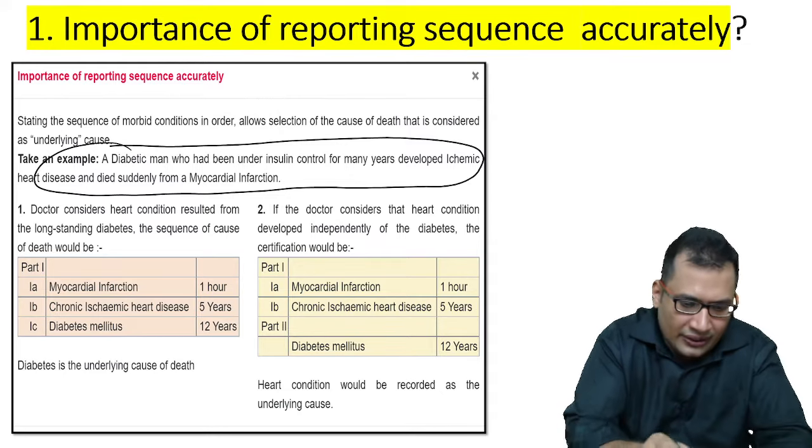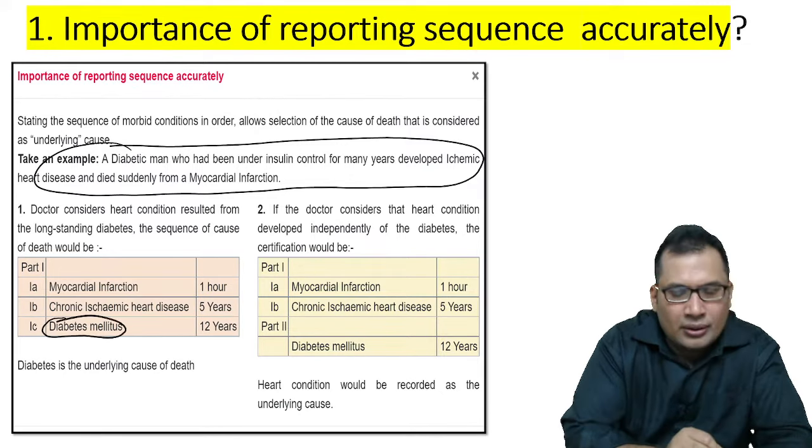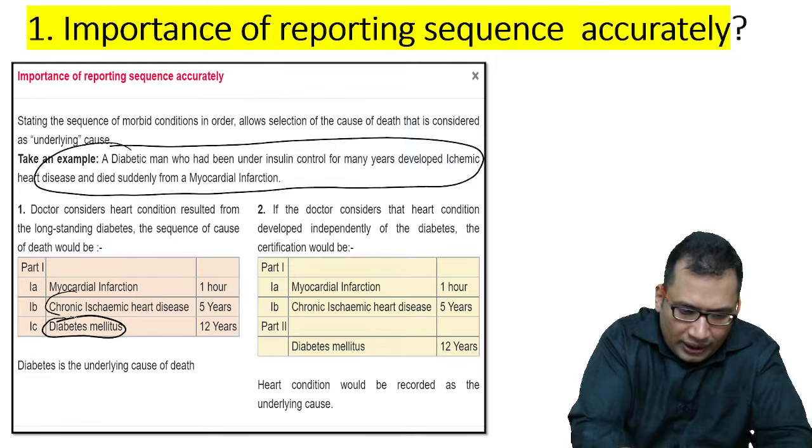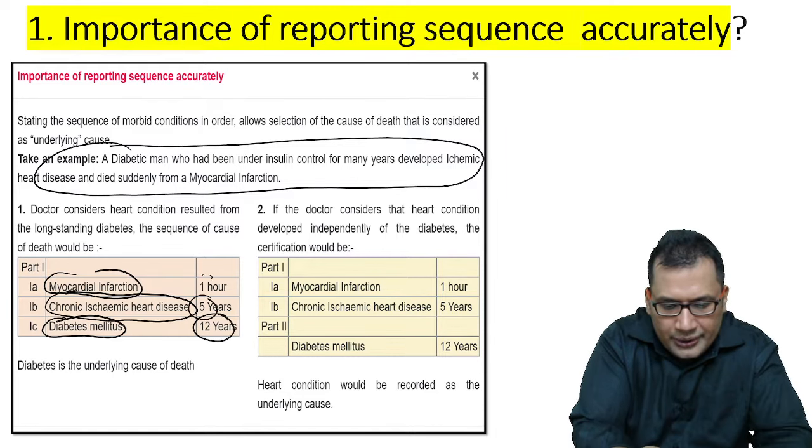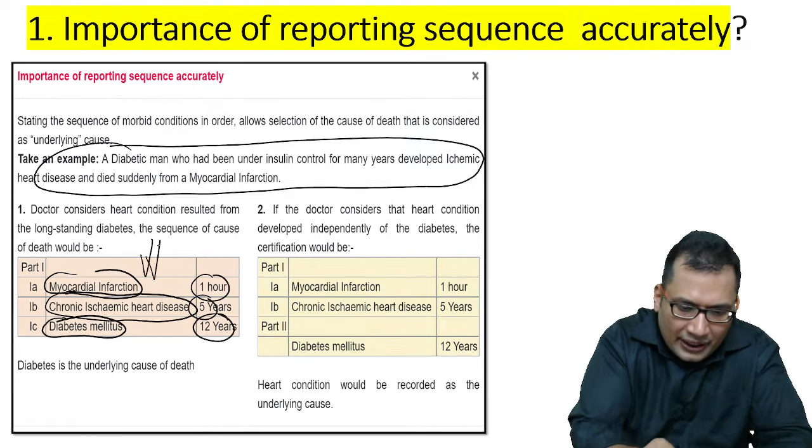Either it can be like this: diabetes mellitus leading to chronic ischemic heart disease leading to MI. You can see the duration here: 12 years, 5 years, 1 hour. So this can be one sequence.